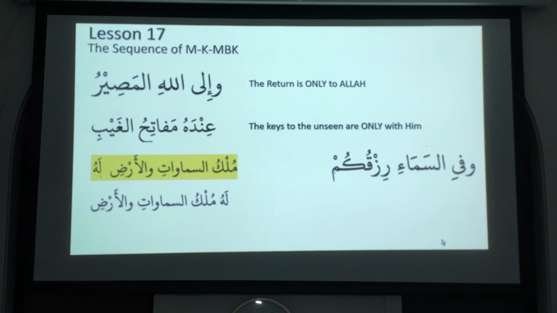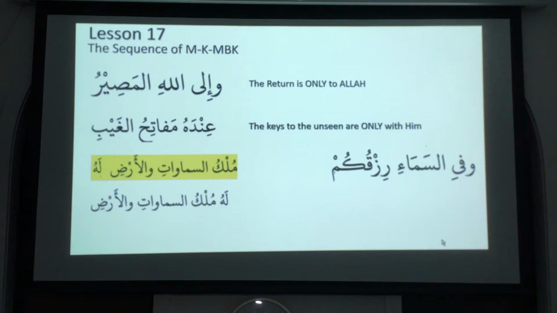Let's do another example. I brought a few examples today. Okay. Wa fis samai rizqukum. Who wants to do it? Brother Zahid, you try inshallah. Forget about the wa. Fis samai, what is it? Fis samai is a jar majrur. Jar majrur, excellent. It says MBK. Rizqukum, is it a mubtada? Yes, rizqu is mubtada.